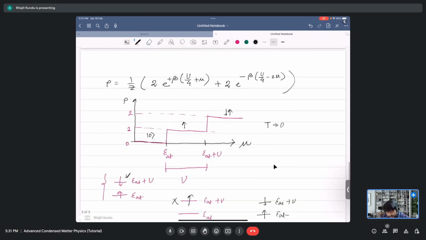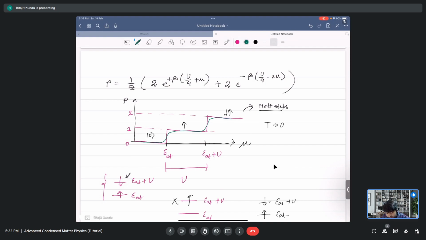Now, this step-like feature has a name. These are called Mott steps, not mat, Mott. You will get very sharp steps if your temperature is very small, almost 0. As you crank up the temperature, you will see that this will get a little bit smoothened, like this way, and something like this. But the steps are actually there. There is a clear distinction between occupation number 1 and 2 and so on.